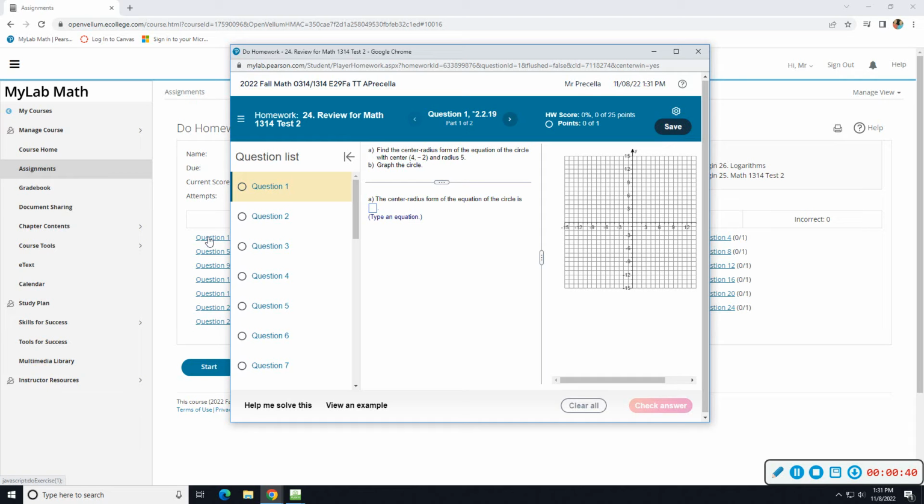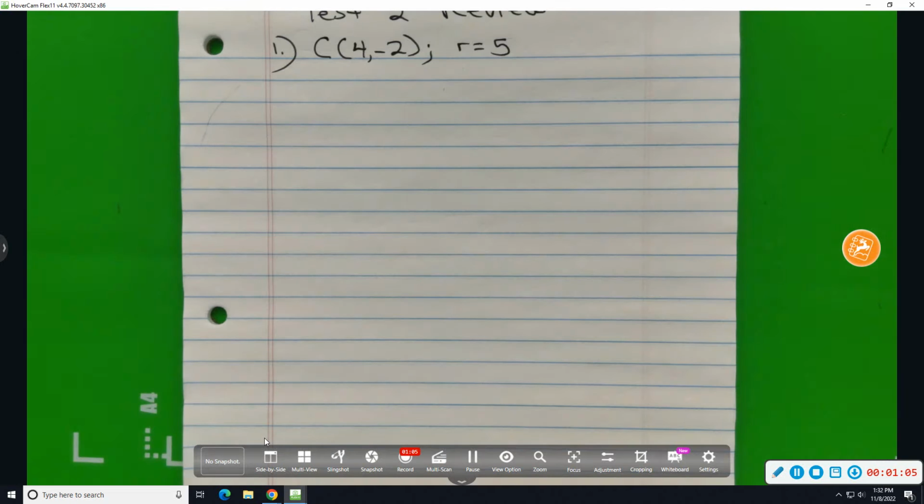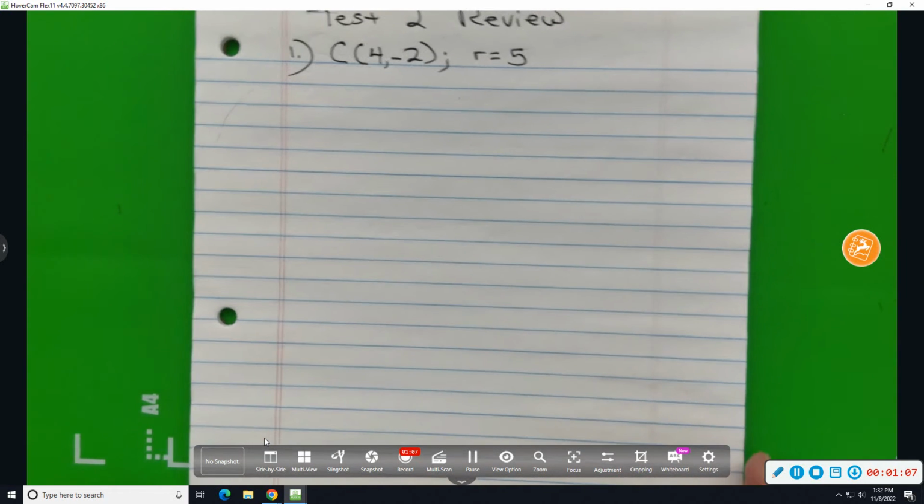Test 2 review. It starts with circles. Number 1. It says find the center radius form of the equation of a circle with center at 4, -2, and the radius is equal to 5. Once we find this equation, they want us to draw a graph using the circle graphing tool. So let me switch over. There. Test 2 review.